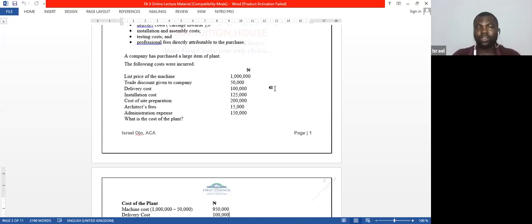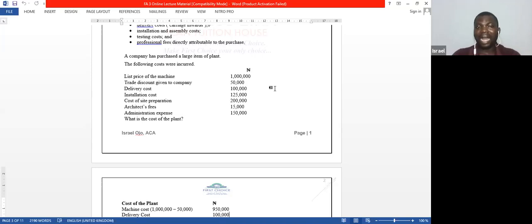Then delivery cost: the cost of bringing the machine to the place where it's needed. Installation cost is valid as well. If installation cost is valid, it must be added because it's part of the cost, because without installation the asset will not be ready for use. We have the cost of site preparation, to prepare for the machine to be brought on board. We also have the architect fees, and the administrative expenses.